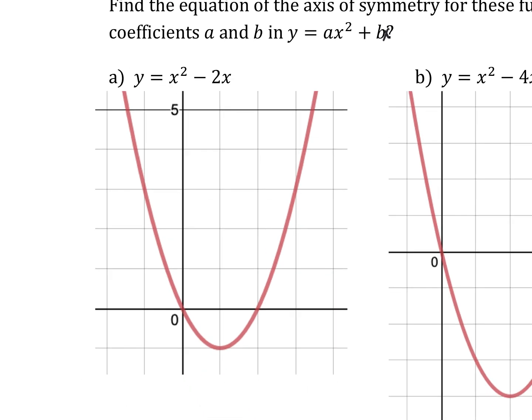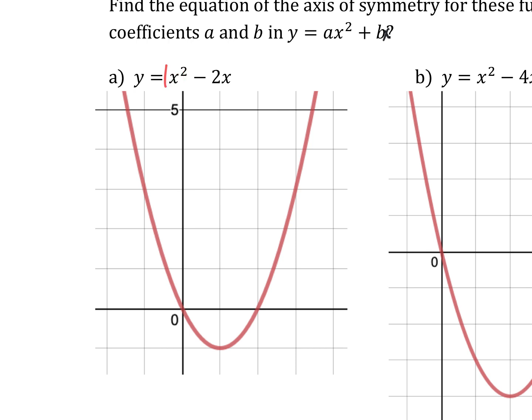Here we have coefficients. Now remember, the coefficients are the numbers in front of a variable being multiplied. So here the coefficient is 1. Here the coefficient is -2. This is a special coefficient called a leading coefficient, because it's in front of the x squared, the term with the biggest power.